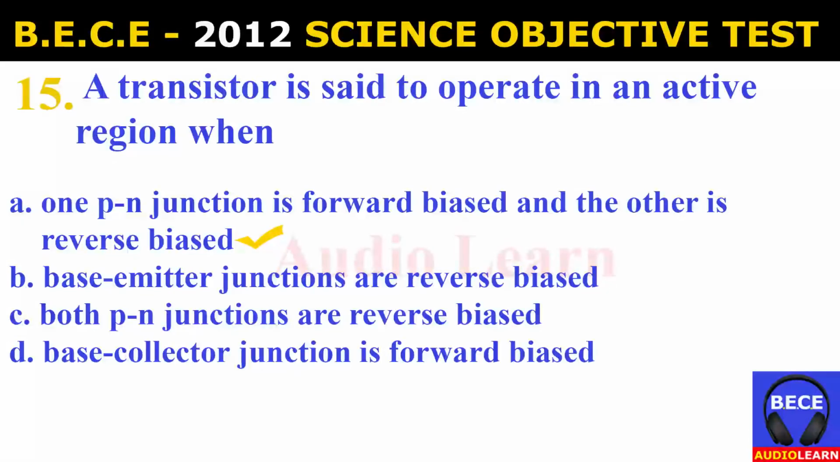Number 15. A transistor is said to operate in an active region when A. One P-N junction is forward biased and the other is reverse biased. B. Base emitter junctions are reverse biased. C. Both P-N junctions are reverse biased. D. Base collector junction is forward biased. And the answer is A. One P-N junction is forward biased and the other is reverse biased. The question was, a transistor is said to operate in an active region when.